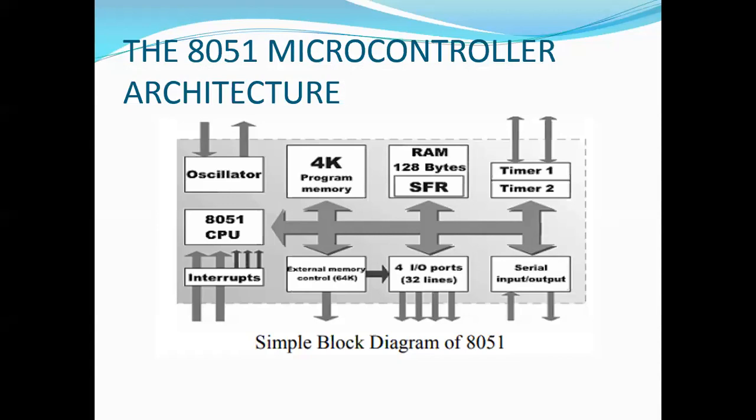that is UART, then four IO ports, external memory, 64 kilobyte data and program external memories, then interrupts, 5 vector interrupts with 6 source interrupts available. This is the architecture. What are the features? We studied everything in different blocks. That is called a block diagram.